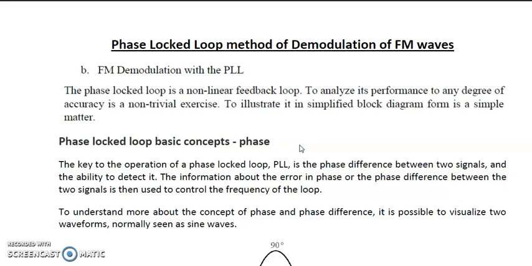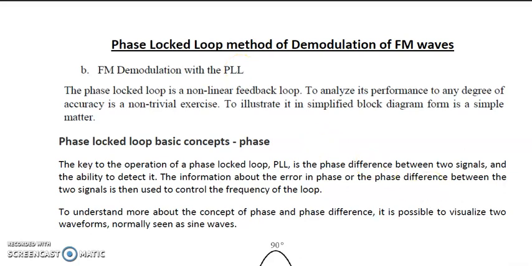In this lecture I am going to explain to you another method of demodulation of FM waves, that is the phase locked loop method. Earlier we covered the zero crossing detection method of demodulation of FM waves. So that was number A, and in number B we are going to study FM demodulation using PLL, that is the abbreviation of phase locked loop.